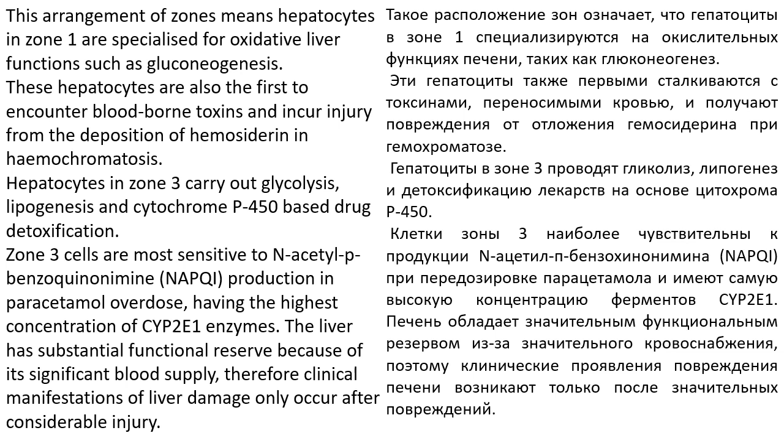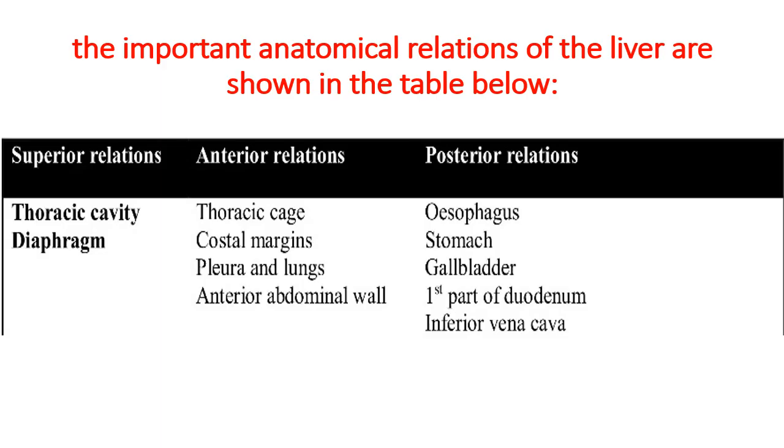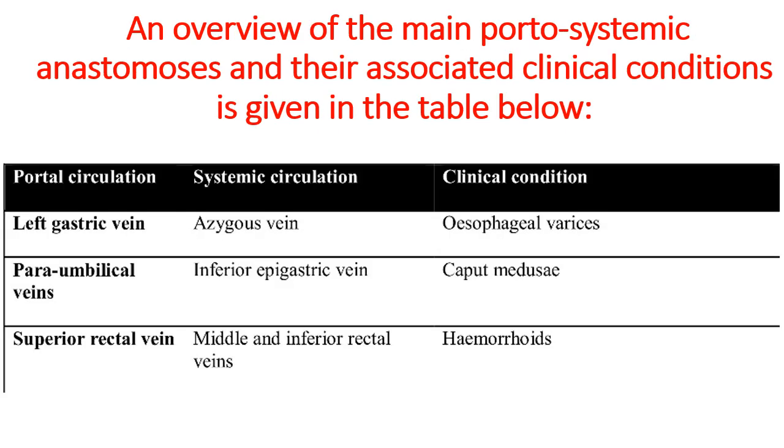The liver has substantial functional reserve because of its significant blood supply. Therefore, clinical manifestation of liver damage only occurs after considerable injury. And of course, we must know the important anatomical relations of the liver, which are shown in the table below: superior relations, which you can see in this picture, anterior relations, and posterior relations. We can also see an overview of the main portosystemic anastomoses and the associated clinical conditions in the table below.